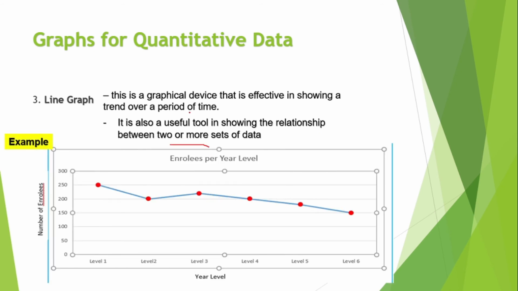Example. So, we use again the enrollees per year level. So, kailangan pa rin ng title. We have here the indicators, year level, and then the number of enrollees. And using a line graph, kung saan siya nakatutok. So, for example, here, 250, level 1, and so on. So, as you can see the trend, from level 1, bumaba, then tumaas ulit, then bumaba, hanggang sa mag-level 6 na is pababa siya ng pababa. So, yun yung line graph.